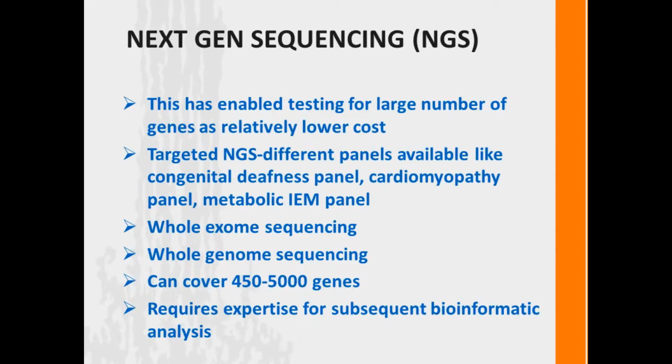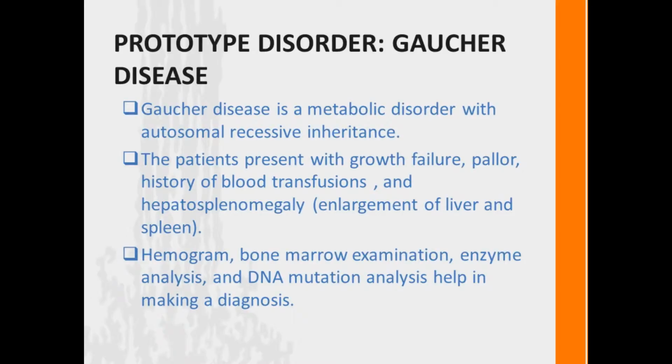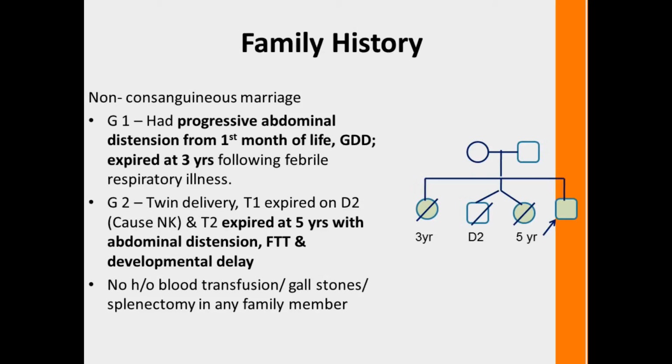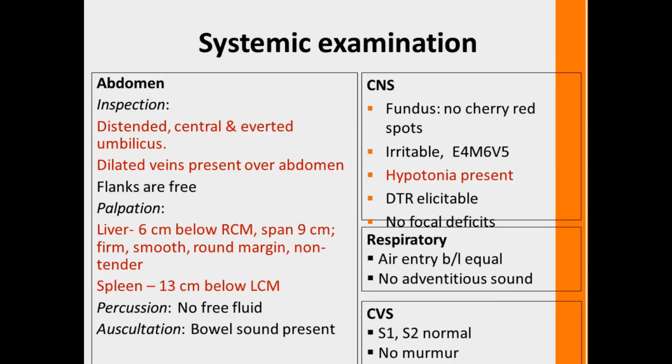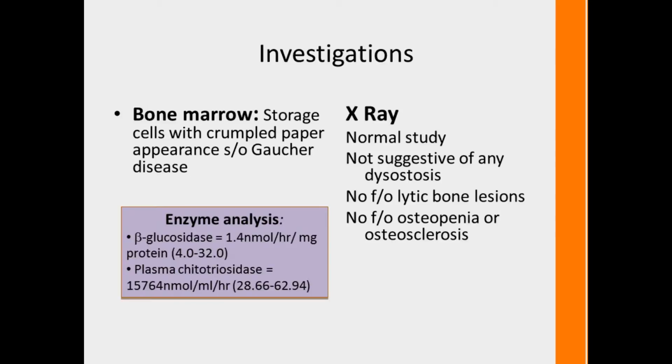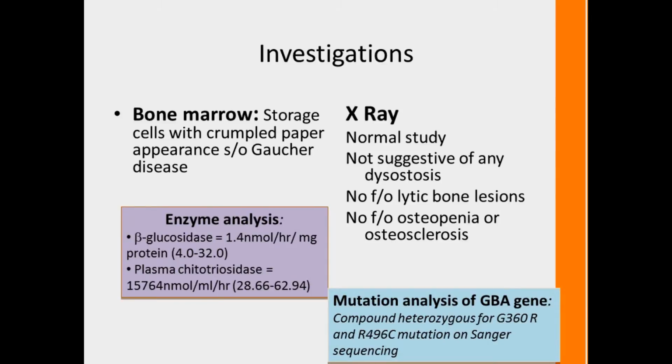Next-gen sequencing has now come and made diagnosis easier. The prototype disorder, Gaucher disease, presents with failure to thrive and pallor. In the index case, the child presented with abdominal distension and pallor, and there were also two sibling deaths in the family. Systemic examination showed hepatosplenomegaly and hypotonia. CVS was normal, and the enzyme assay showed deficient beta-glucosidase.